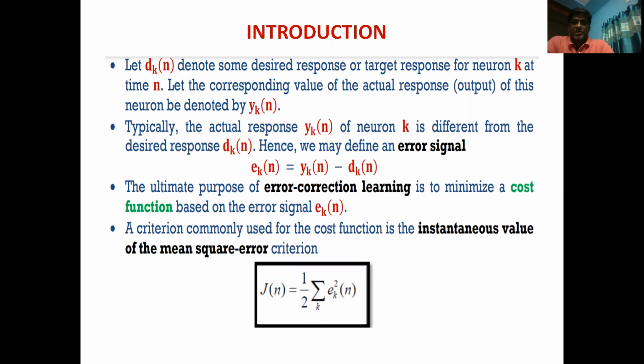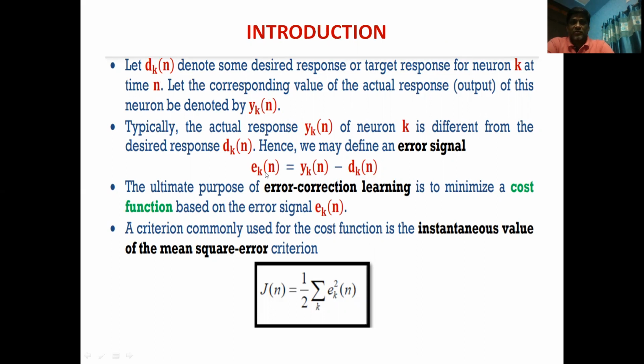So here is a simple introduction to the learning rule. Assume that the neuron is connected with some desired response, that is dk of n, and let the actual output calculated by the neuron be yk of n. So I repeat, dk of n is the desired response from a particular neuron, and yk of n is the actual value calculated by that neuron at a particular time n. Okay, the neuron is k.